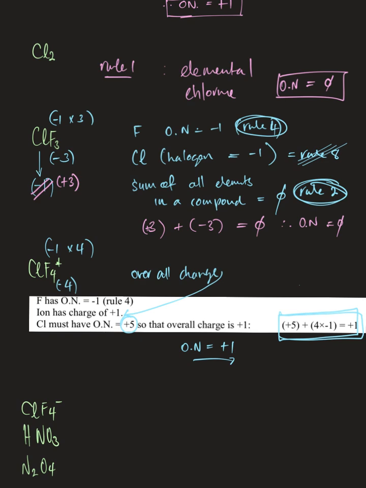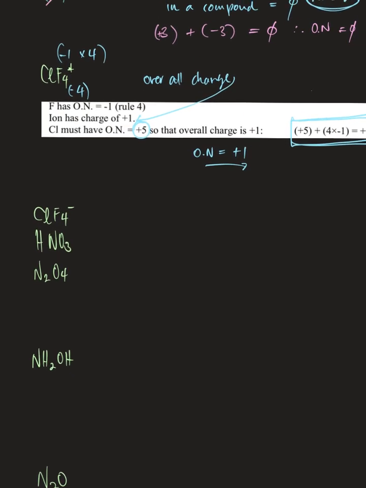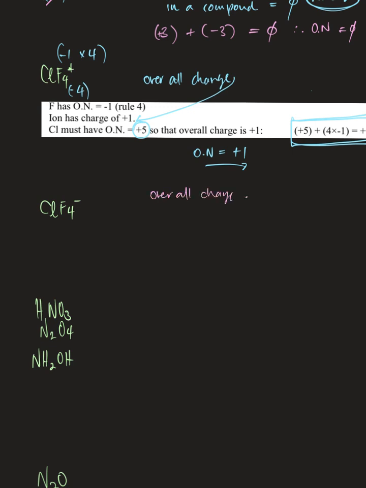And let's have a look at the next one. The next one I have here, just move all of this out of the way, is the same setup, except this time the overall charge is equal to negative 1. Same thing: the rule for fluorine takes precedence. So for the fluorine, I must have the oxidation number equal to negative 1. The ion charge for this one is going to be negative 1.